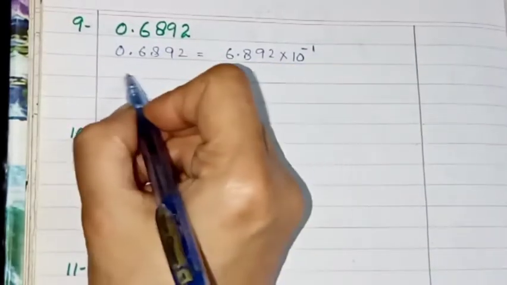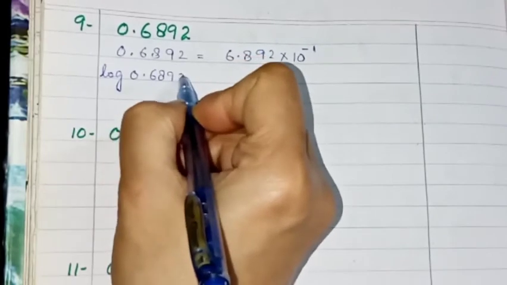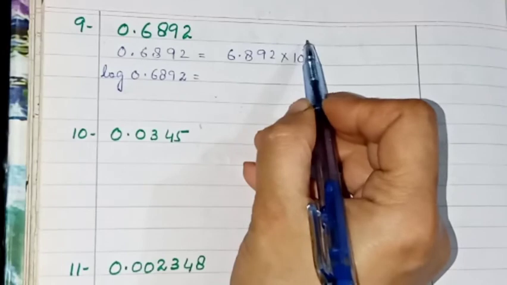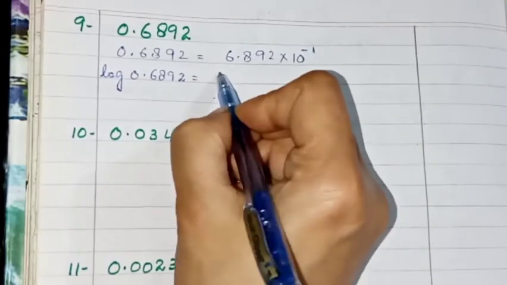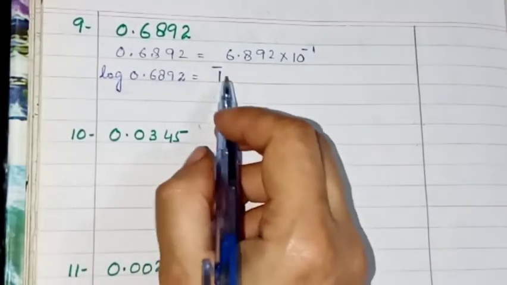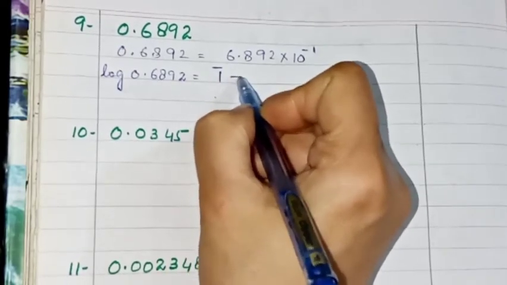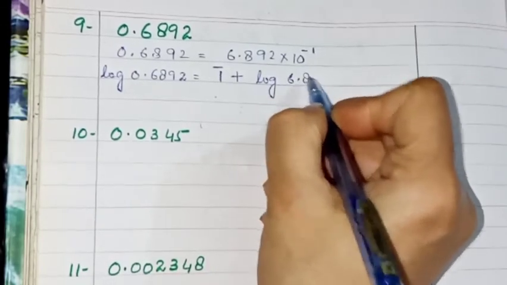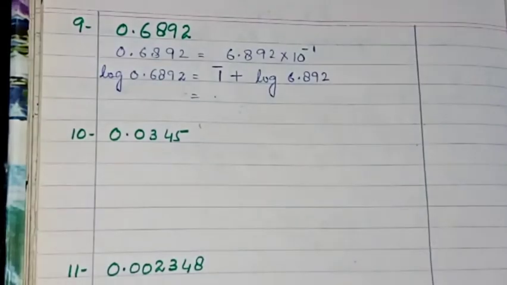So we have to write it like log of 0.6892 equals to, first we have to write the characteristic. This time the characteristic is minus, so we have to write this minus characteristic like this. Okay, write 1 here and put a bar on it. Then you have to add the log of 6.892.